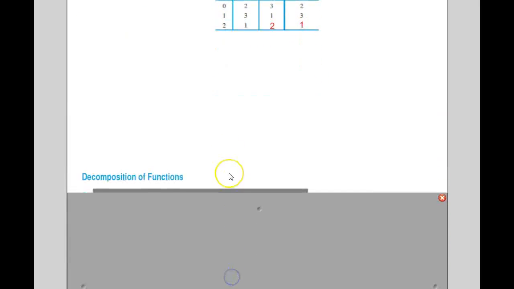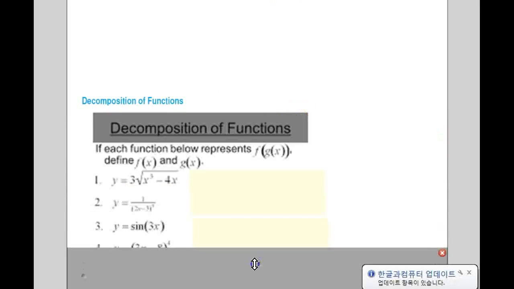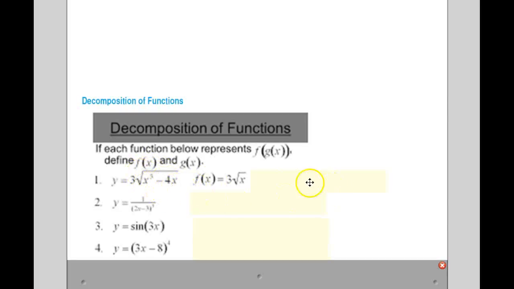How do we decompose functions? Decomposing functions basically means to determine which f and g produce the composite function f compose g of x. There's not just one way you can do it, but here is an example. If I let f of x be equal to 3 times the square root of x, then g would have to be what was inside the square root, which is x cubed minus 4x.